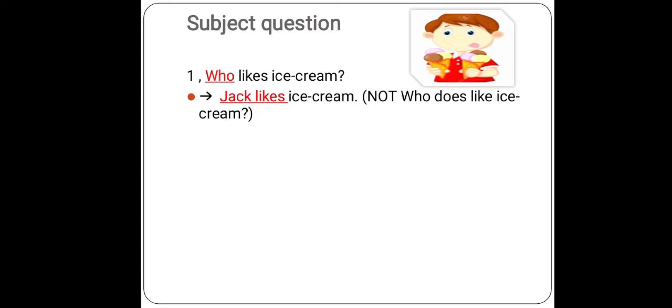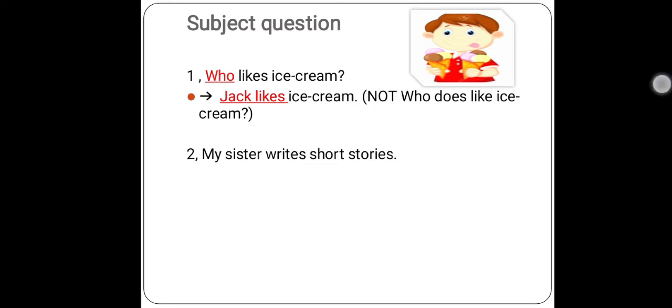If it's present, we use likes. If it's past, we use liked, for example. It doesn't change. We don't add any auxiliary. We don't say who does like ice cream, okay? We will see this later, so just don't focus now on the subject question. We ask who. So who likes ice cream? Jack likes ice cream. So Jack is the subject of the verb, or the subject of the sentence.